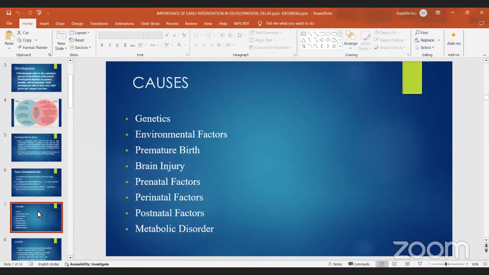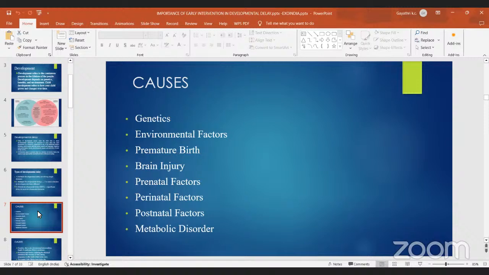Now, these are the causes: genetic causes, environmental causes. If the baby is born prematurely, that is the baby is not up to the gestational age, that baby is known as a premature birth. Brain injury, that is at the time of birth, if the baby has any injury, that will come under brain injury. If the baby has hypoxic ischemic encephalopathy, HIE grade 3 or something else, it can also lead to developmental delay.